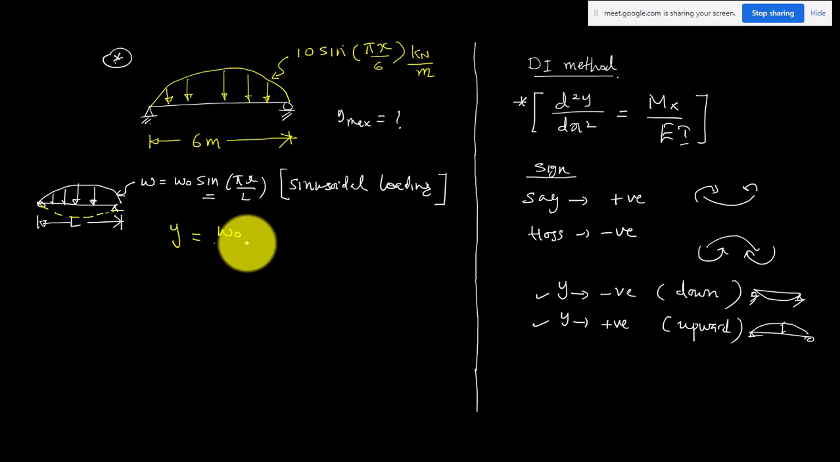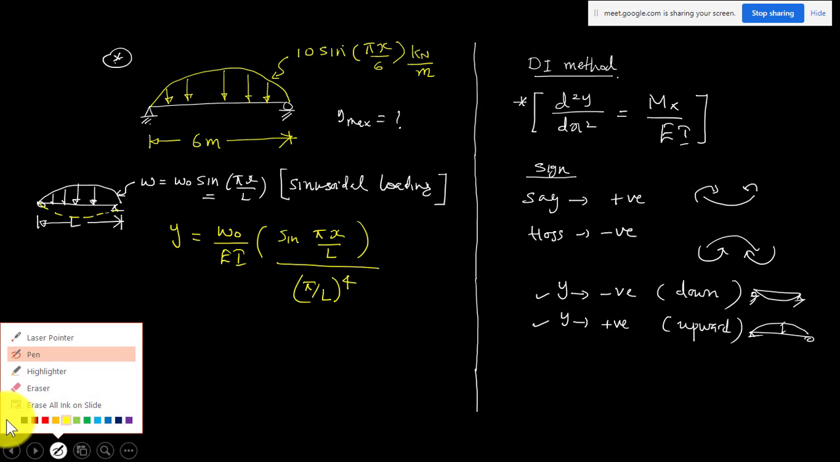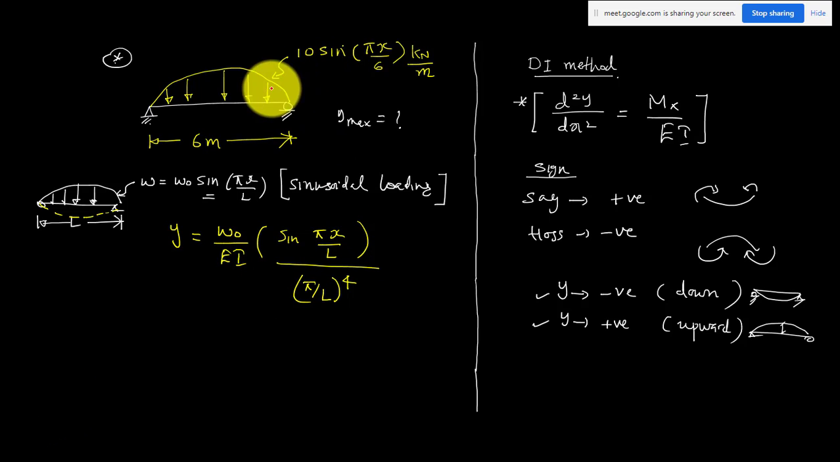This is w0 by EI into sine of pi x by L, all divided by pi by L raised to 4. This was the solution. From this you can see one more thing. Your load function is a sine function, right? The variation of y also is a sine function.